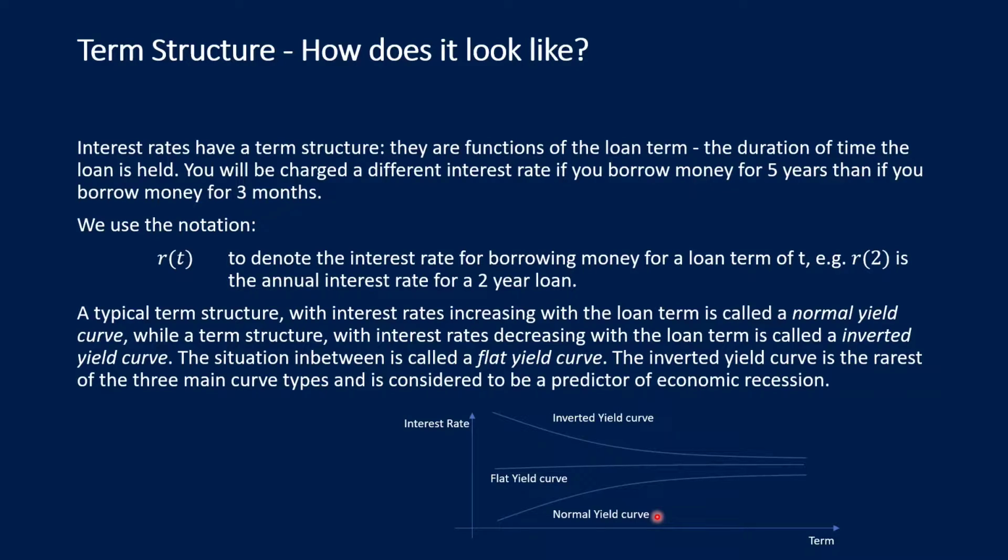A very rare situation is an inverted yield curve that starts at the low terms with a very high interest rate, but then goes down. And there's also a situation with a flat yield curve. Those are situations where short-term credits and long-term loans are roughly at the same rates. These inverted yield curves are extremely rare, and they're considered to be a predictor of economic recessions.